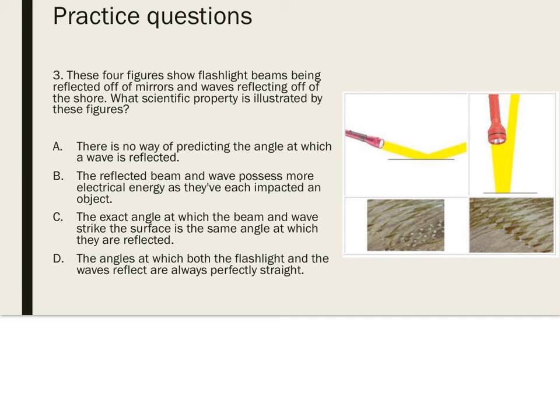All right, let's look at number 3. These figures show flashlight beams being reflected off of mirrors and waves reflecting off of the shore. What scientific property is illustrated by these figures? So pause it, read over your choices, and see what you think.